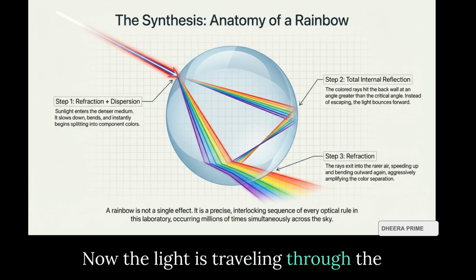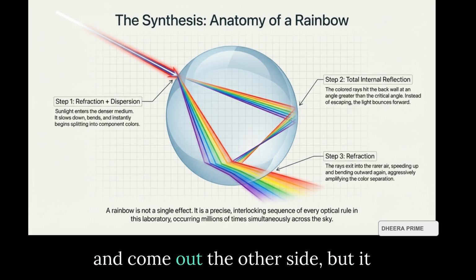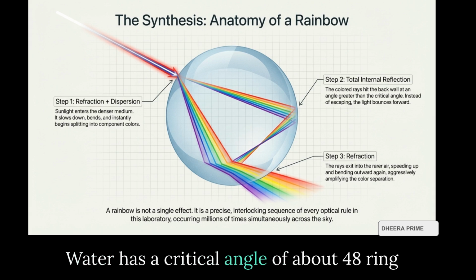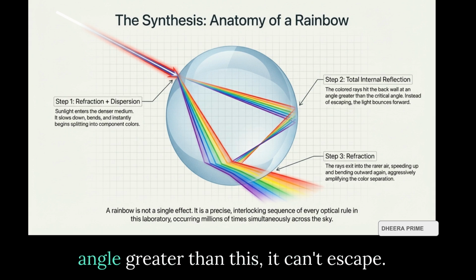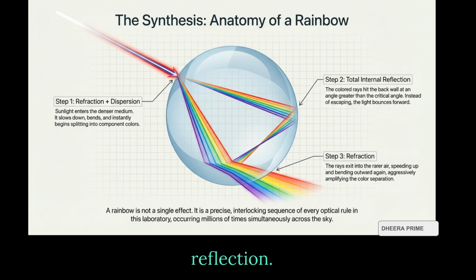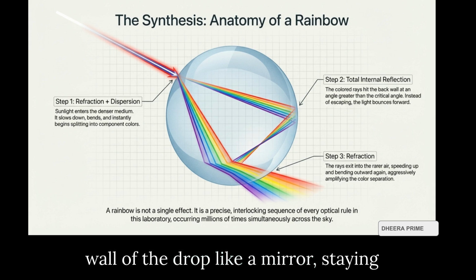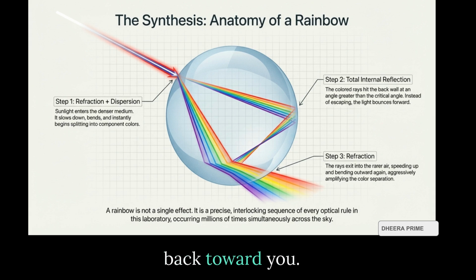Now the light is traveling through the water and hits the back of the droplet. You might think it would just pass through and come out the other side, but it doesn't. The physics. Water has a critical angle of about 48°. If the light hits the back surface at an angle greater than this, it can't escape. Instead, it performs total internal reflection. The result. The light bounces off the back wall of the drop like a mirror, staying inside the water and keeping those newly separated colors organized and heading back toward you.